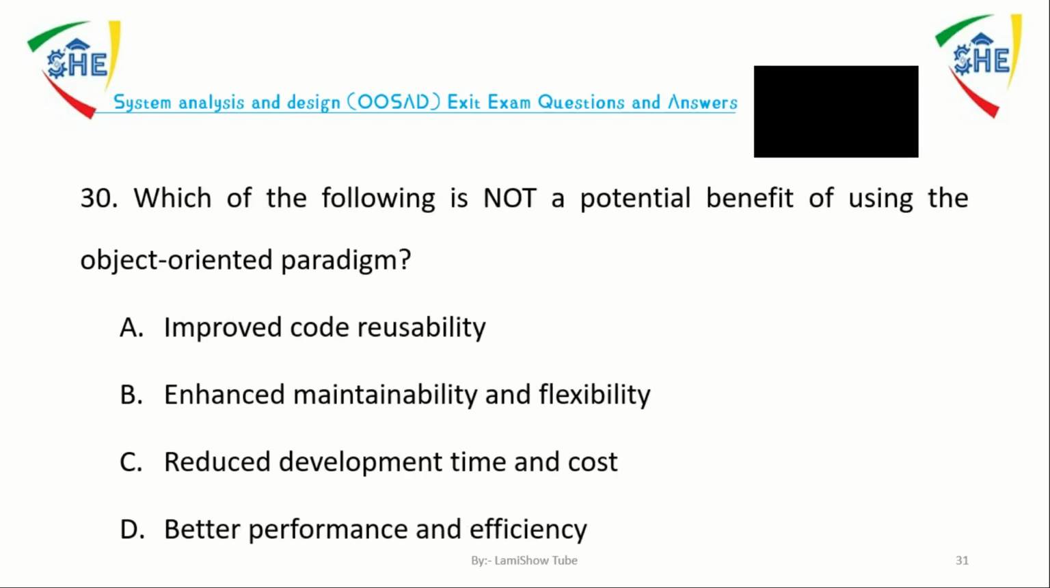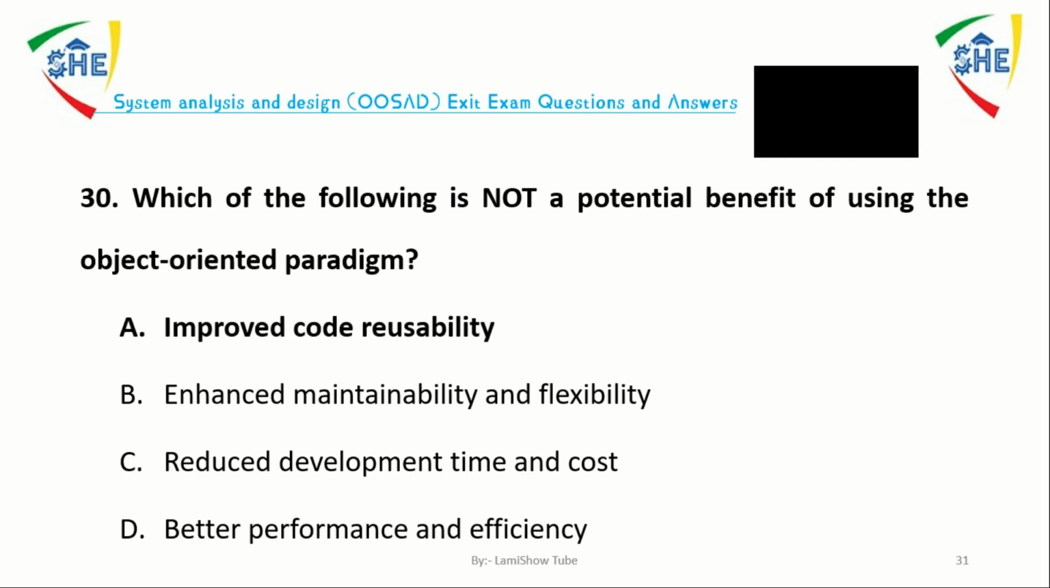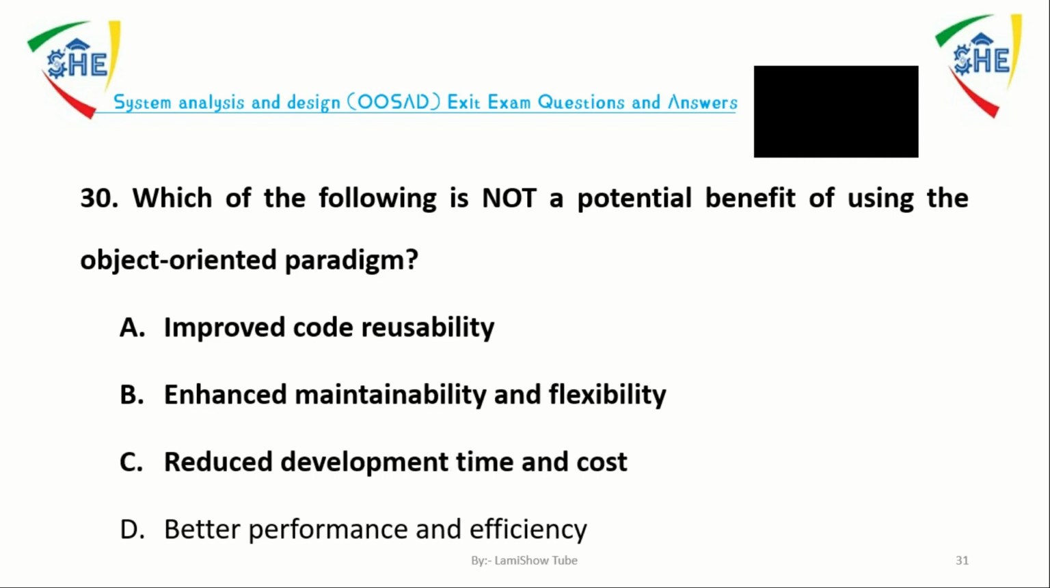Question number 30. Which of the following is not the potential benefit of using object-oriented paradigm? A. Improved code reusability. B. Enhanced maintainability and flexibility. C. Reduced development time and cost. D. Better performance and efficiency.